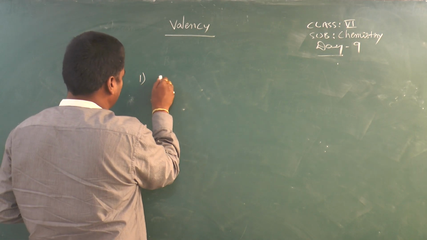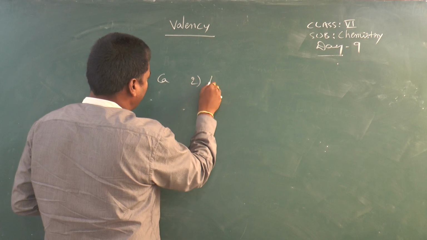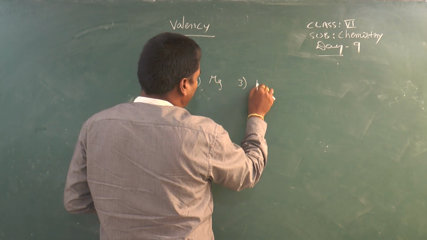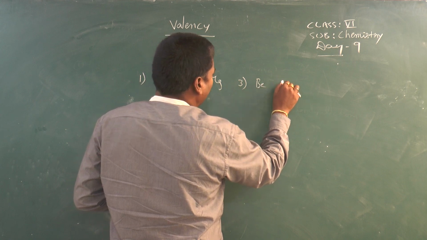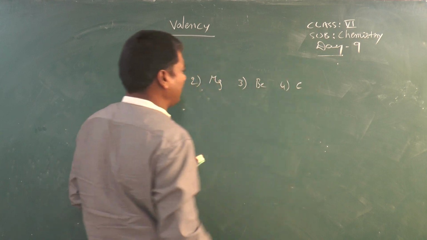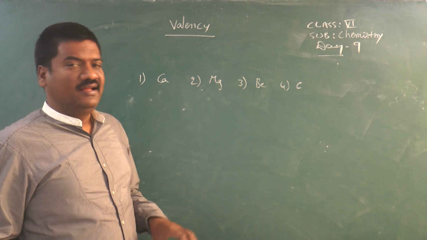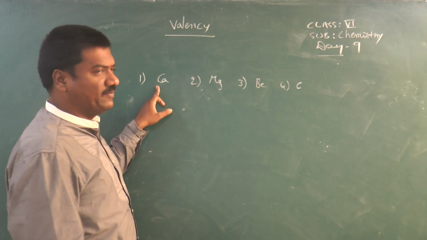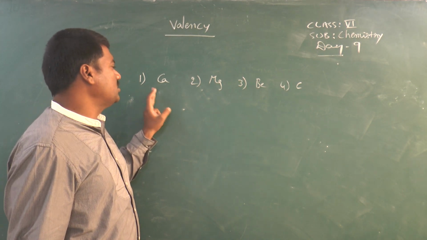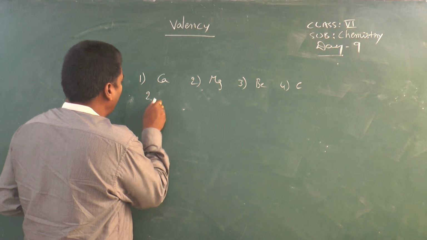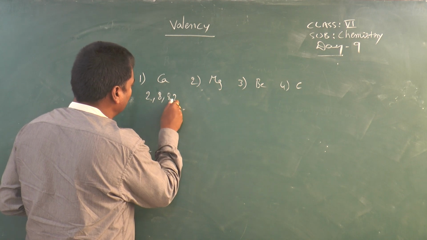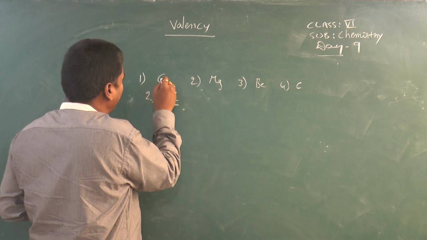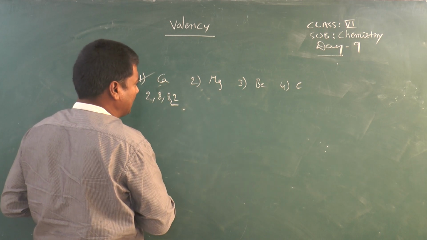The first option is calcium, the second option magnesium, the third option beryllium, and the fourth option carbon atom. Now here, calcium is a second group element. The atomic number of calcium is 20, so it is 2, 8, 8, 2, and the outermost shell has 2 valency electrons. So I can take the valency of calcium atom as 2, this is correct.